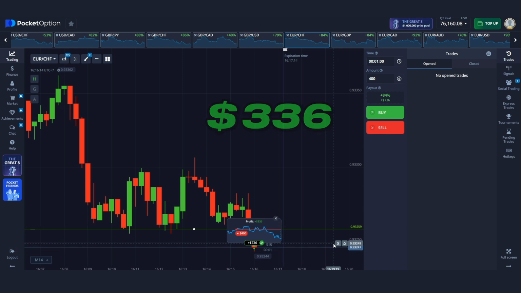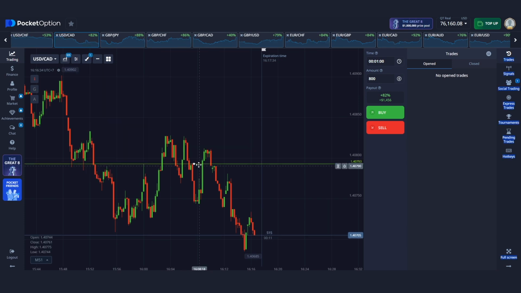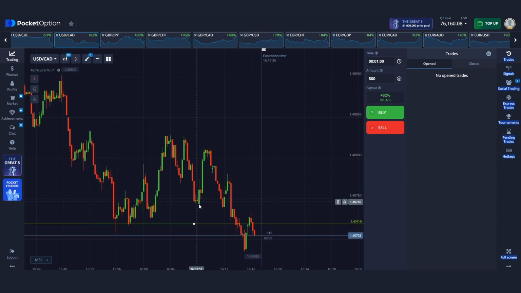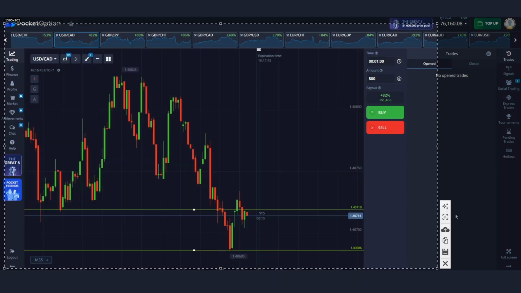Let's open the next trade for a larger amount, for example, $800. And again, let's try to guess where the price will go in relation to the level. Here we have a currency pair, the US dollar and the Canadian dollar. I mark the first level, that the price has already passed, and I mark a lower level, that the price has not yet reached. So there are two possible scenarios here. The price can break through this level and go higher, or it can go to break the lower level.